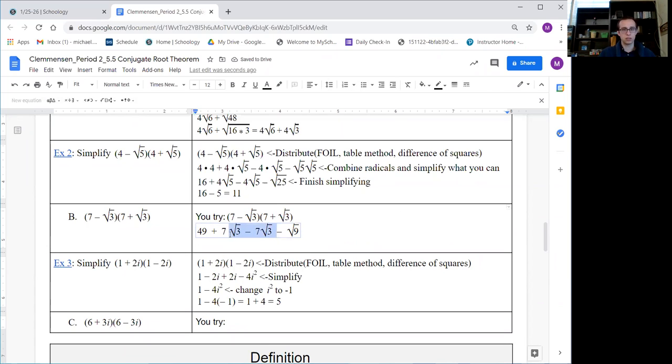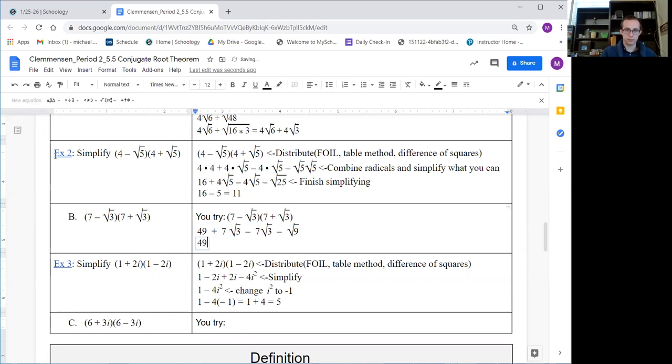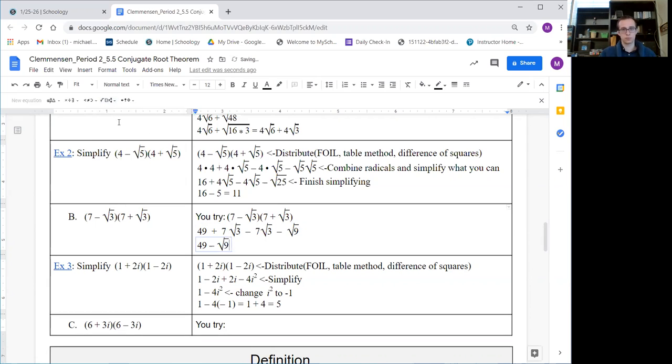All right, I foiled all these out, and now I just got to do some simplifying. The nice thing about these is that these two cancel out right away when I simplify. And so I end up with a very nice number. It's 49 minus the square root of 9, which is equal to 49 minus 3, which is 46. So my final answer is 46 for this one.